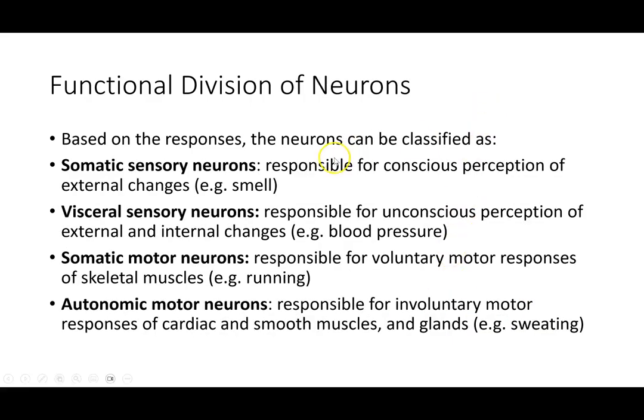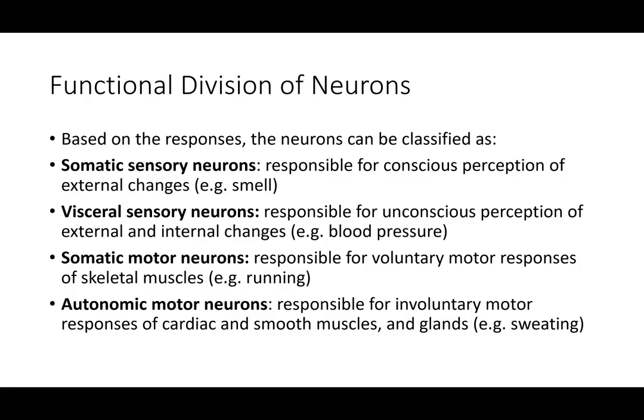So the sensory neurons in our somatic division, these are responsible again for conscious perception of external changes like smell, taste, touch, etc. Visceral sensory neurons are responsible for our unconscious perception of external and internal changes like blood pressure, temperature regulation and stuff like that, fluid balance, so how much water do we have in our body.